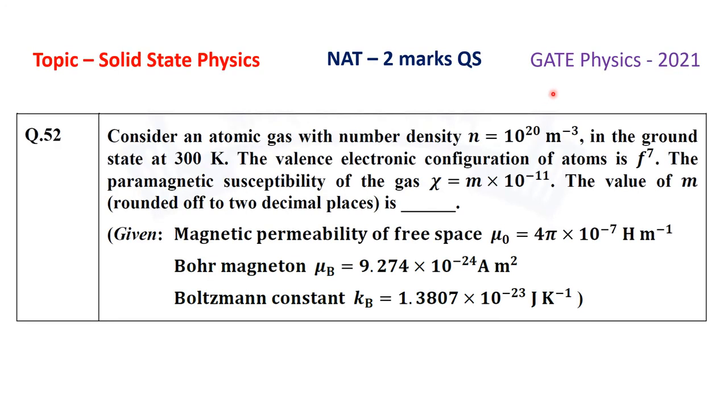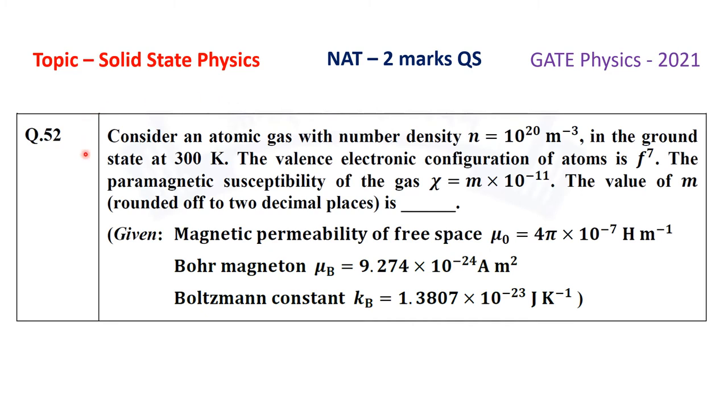This question is from the GATE Physics paper 2021. This is a numerical answer type, that is NAT, having 2 marks. The topic of the question is solid state physics. Specifically, this question is from the chapter Magnetic Properties of Materials.